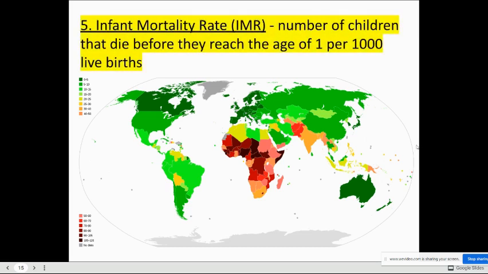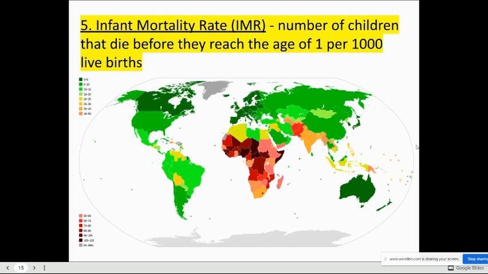Okay, another key factor that really tells us a lot about a country's population is their infant mortality rate. This is a really kind of morbid number, but infant mortality rate is the number of children that die before they reach the age of 1 year old, per 1,000 babies that are born.